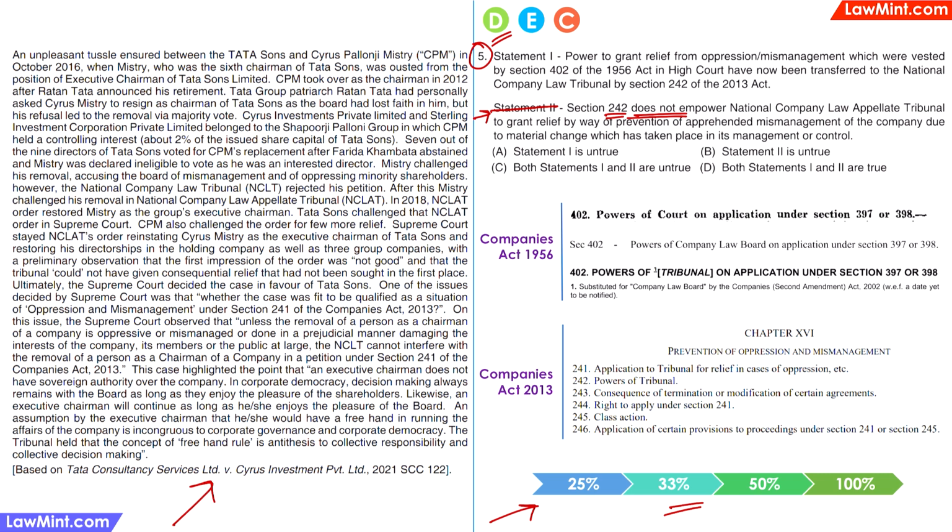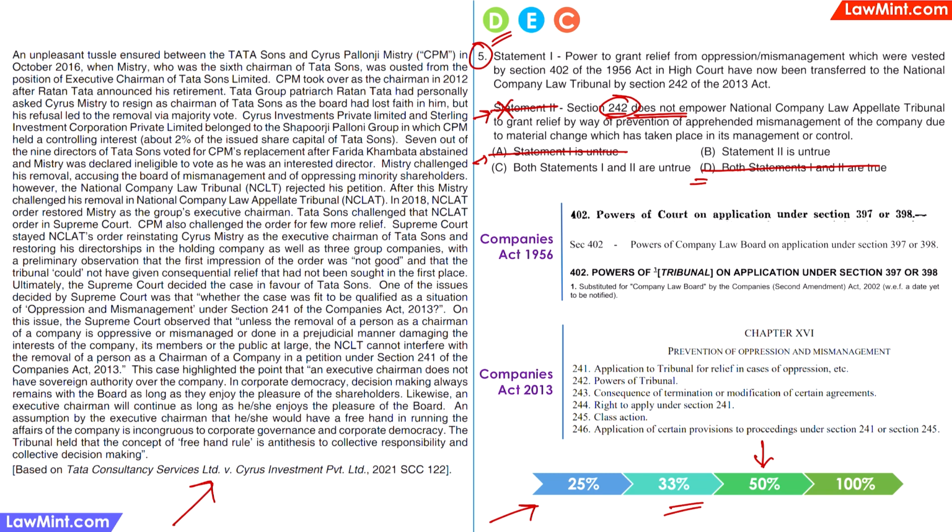Now, the only point of doubt may be whether section 242 of the 2013 Act deals with this topic or not. But we can safely assume that it does, which means that statement 2 is untrue. Since statement 2 is untrue, it means that option D, which implies that statement 2 is true, can be eliminated. And also option A, which implies that only statement 1 is untrue, can also be eliminated. By eliminating options A and D, we have already reached a 50% probability level.